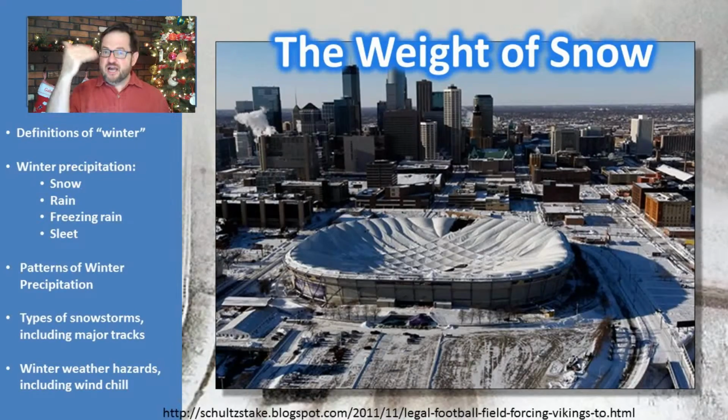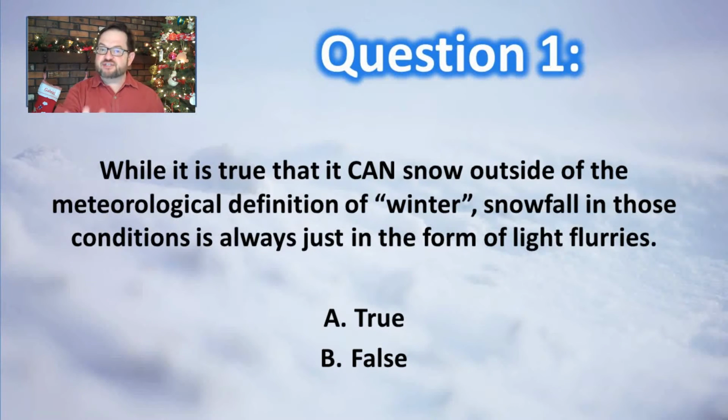Now, before we go forward with the other types of winter precipitation, let's answer a couple quick questions. Question 1. While it's true that it can snow outside of the meteorological definition of winter, snowfall in those conditions is always just in the form of light flurries. Is that true or false? Make a choice from those two options and get a little feedback before we go on to question 2.